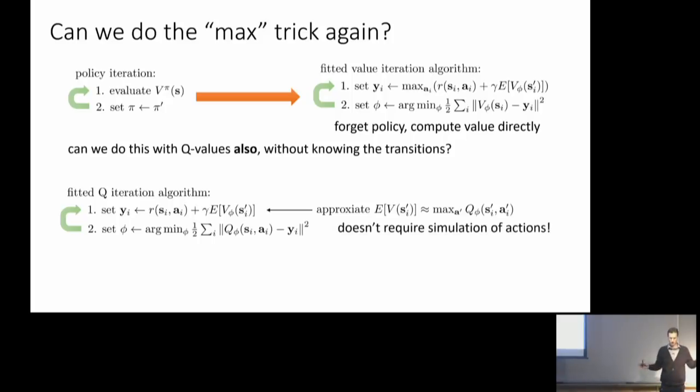So this doesn't require simulation of different actions. It just requires us to use our function approximator, which means that now we no longer need to be able to simulate different transitions. We just need to be able to generate samples, which puts us back into the world of model-free reinforcement learning.